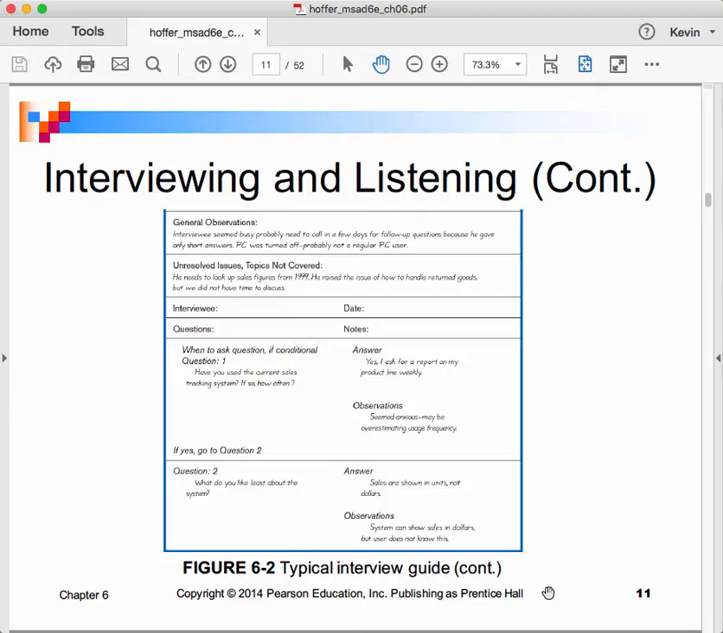This is what professional interviewers do. They have a plan for the interview. They might not be looking at it the whole time they're doing the interview, but as they get towards the end, for instance, they can look down and use it as a checklist to make sure that nothing has been missed.